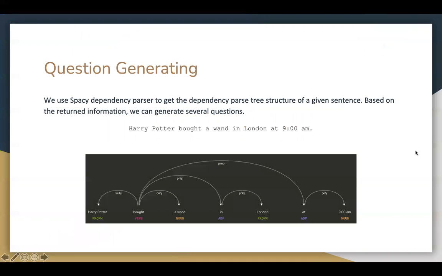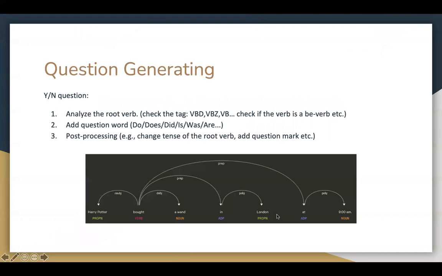So for the question generating part, we use the spaCy dependency parser to get the dependency parse tree structure of a given sentence. Based on the returned information, our system can determine what kind of questions can be generated and how to generate these questions. For example, for the sentence, Harry Potter bought a wine in London at 9 a.m., we get a parse tree structure like this.